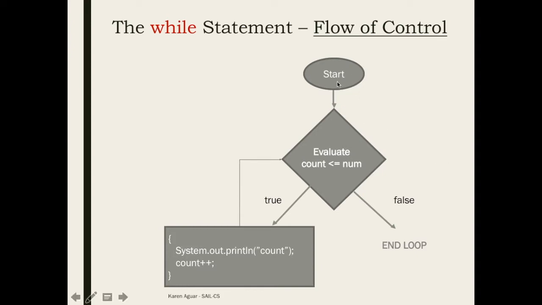So again, the flow of control: we're going to start. We're going to evaluate whatever our Boolean expression is. If that expression is true, we're going to execute the body of the loop. Then flow of control will come back up and evaluate the Boolean expression again. If true, execute the body and continue. So you can see this looping going on here. Whenever this evaluates to false, we end the loop and continue flow of control as normal.